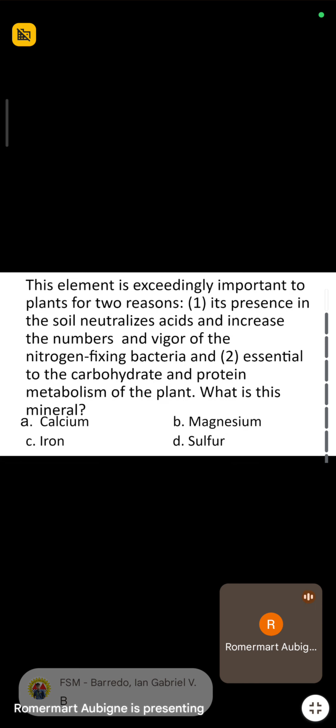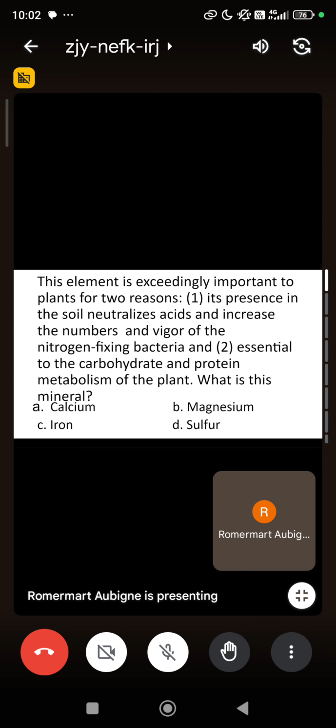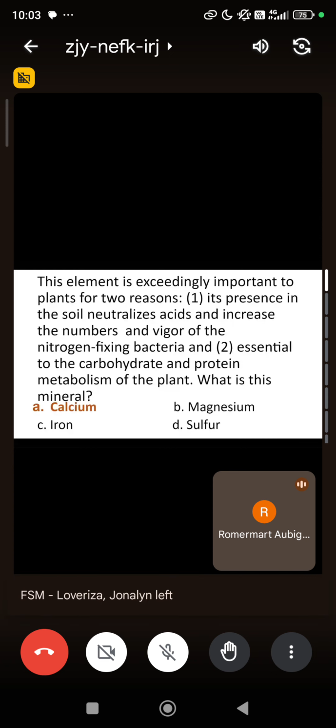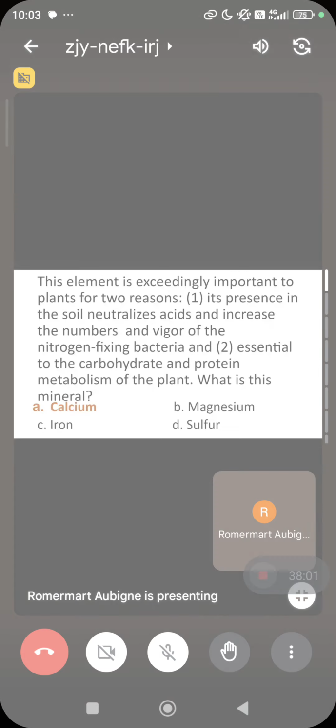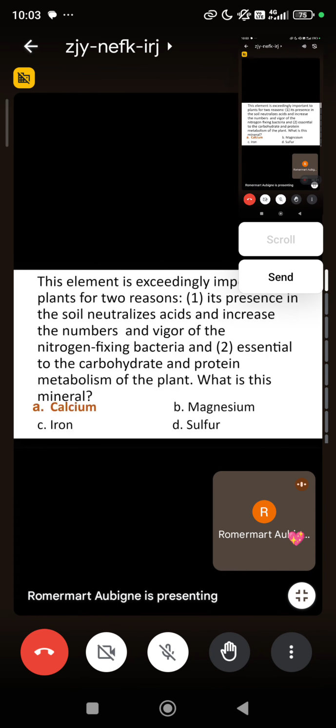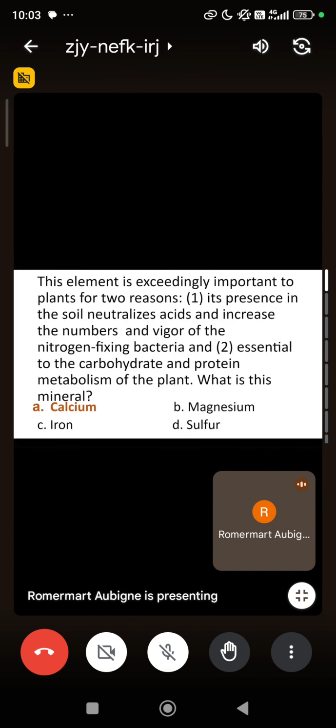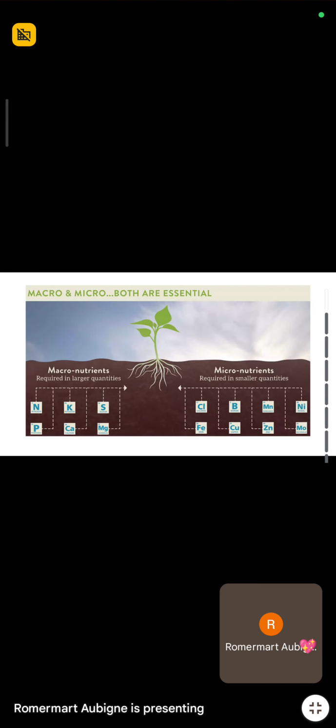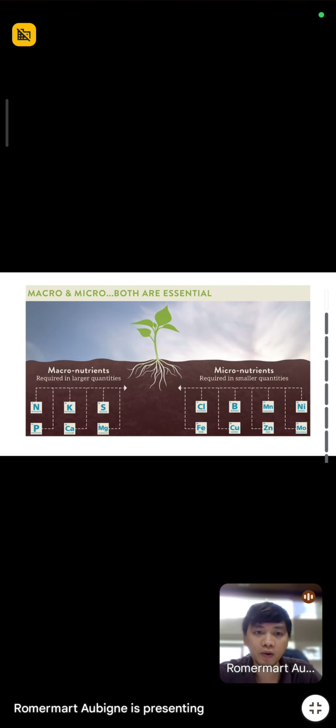The answer is, chinek yung answer ng mga students natin. Iba-iba din ang kanilang answer. The answer is calcium. So, okay, balikan natin. So, these are the macro and micronutrients.